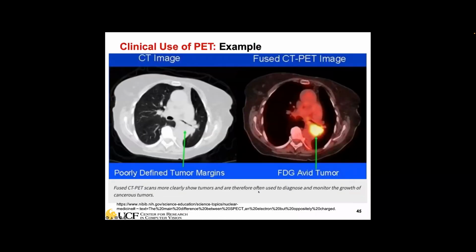Here's an example. If you want to detect a tumor, and you're just using CT, as you can see, the tumor margin is poorly defined on the CT scan. But if you also use the PET scan, combined with CT, then the tumor region can be easily detected. That's the advantage of using these hybrid or combined scans.